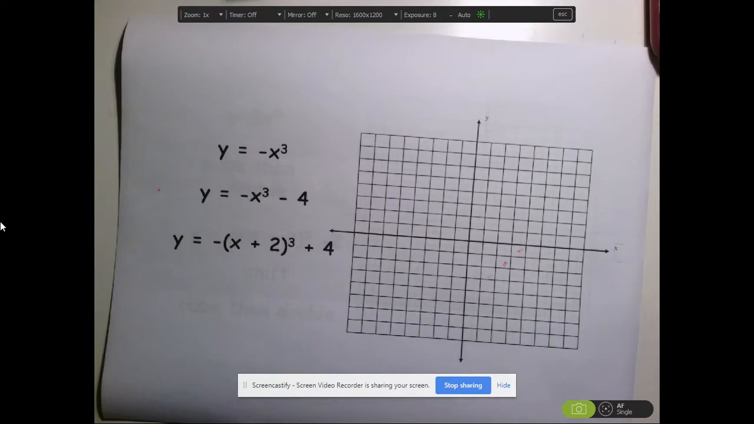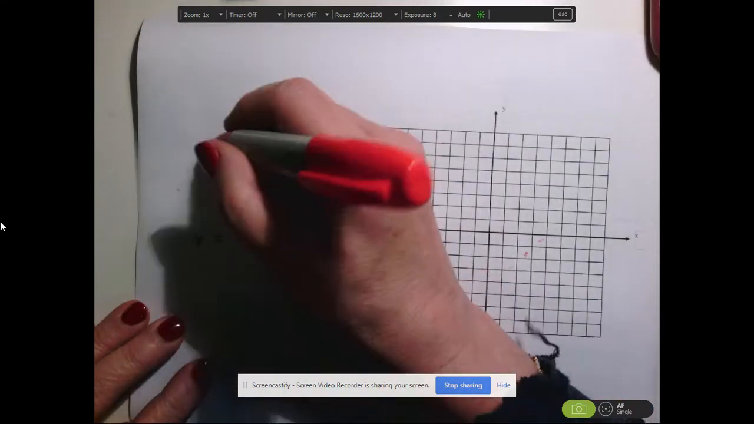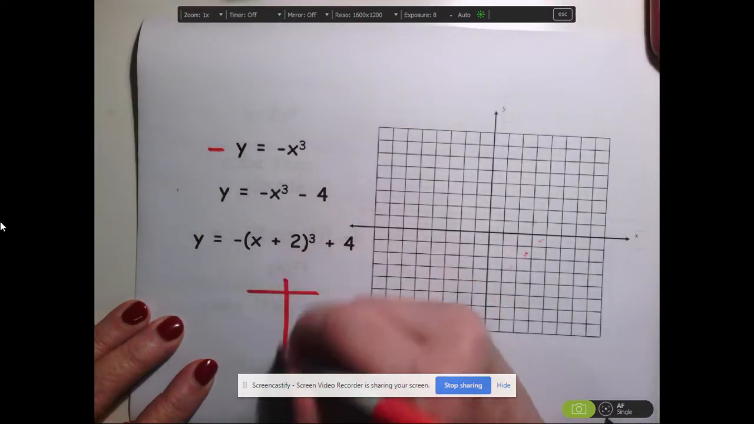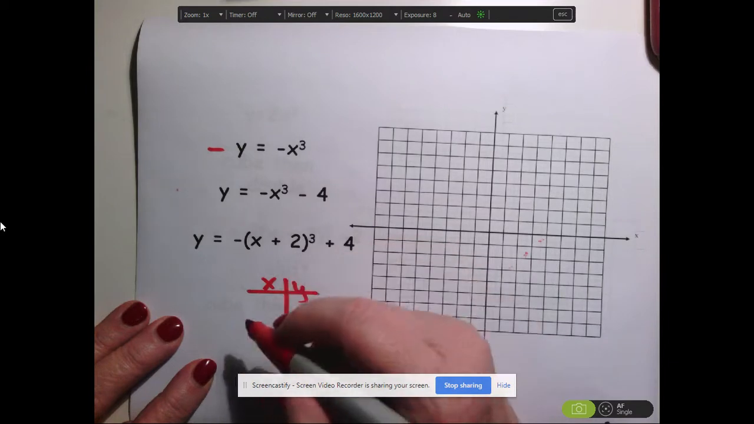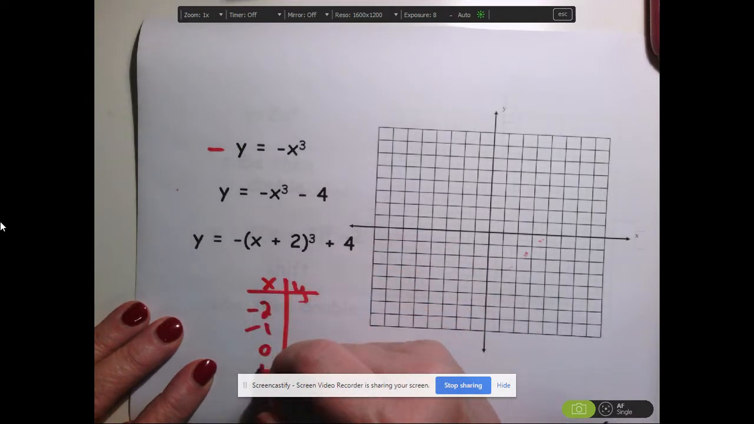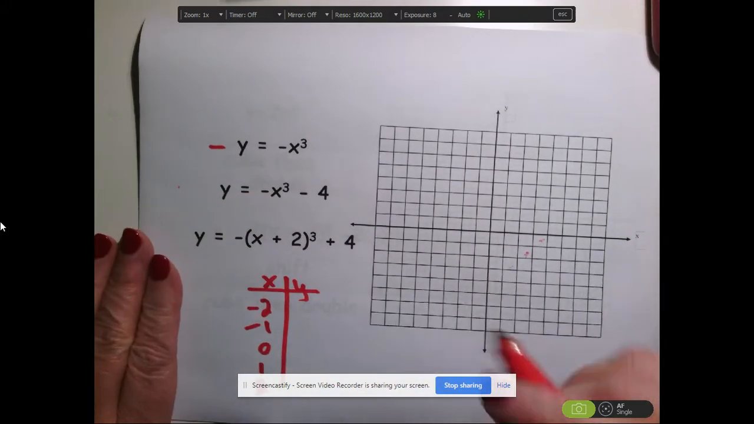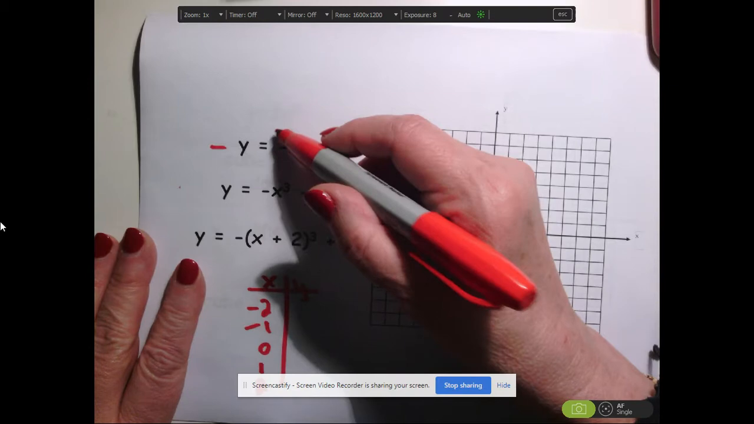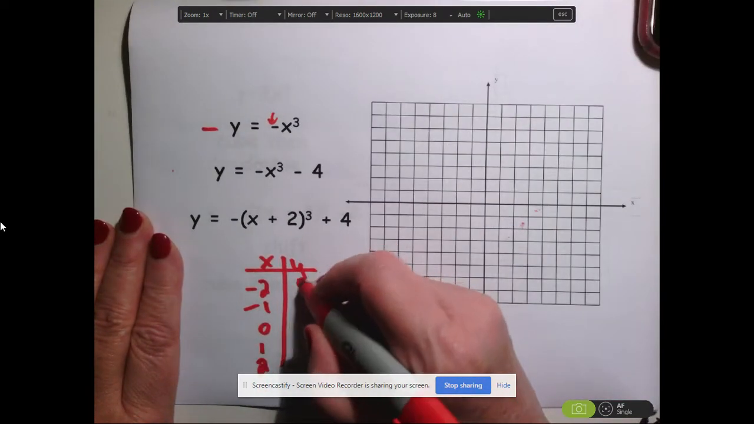When you have a negative sign, you're really going to be thinking of it the same way. So if I made a table of values here for x, y, I could still plug in my same x's that I did before, -2, -1, 0, 1, 2. But now if I plug in a -2, I'm going to get out a -8, but then there's this negative sign here, so it's negative -8. So now this would give me a positive 8.